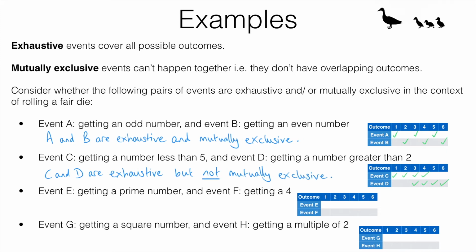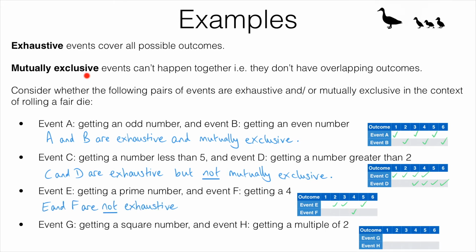Let's move on to events E and F. Event E is getting a prime number, so that is a 2, 3, or 5. Event F is just getting a 4. Are these events exhaustive? Do they cover all possible outcomes? No, they don't. You can't get a 1 or a 6 from these events. So those 2 events put together do not cover all the possible outcomes. Therefore, they are not exhaustive.